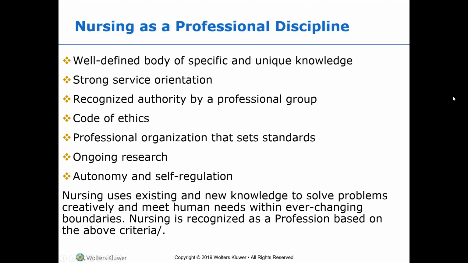Nursing itself as a professional discipline is considered that because there's a well-defined body of specific and unique knowledge that you have to be a nurse. It's a strong service orientation. It's recognized by authorities as a professional group. There's a code of ethics. We have a professional organization that sets standards that we are required to follow. And we have ongoing research. Also, it's very autonomous and self-regulated. So the smarter you are, the more critical care thinking you're able to do, the more your physician trusts you, the more autonomy you're going to have. Nurses use existing and new knowledge to solve problems creatively, meet human needs, and were recognized as a profession based on the criteria that I just gave you.